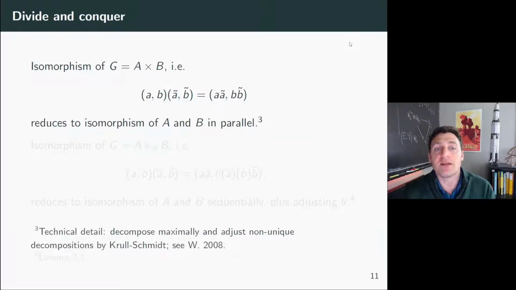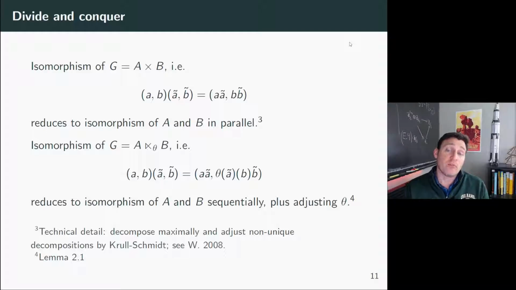Well, the basic idea is a divide and conquer. The simplest divide and conquer is probably the direct product. If I have a group formed by just coordinates, then I can look at the properties of A and B individually, somewhat in parallel. Now, there's some caveats there. These decompositions aren't in general unique, so you may need to adjust them by what's known as Krull-Schmidt theory, and there's work established for doing that.